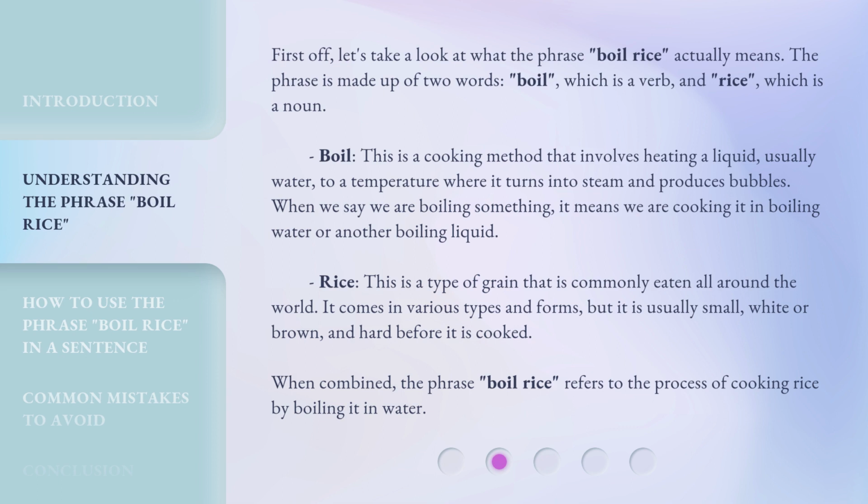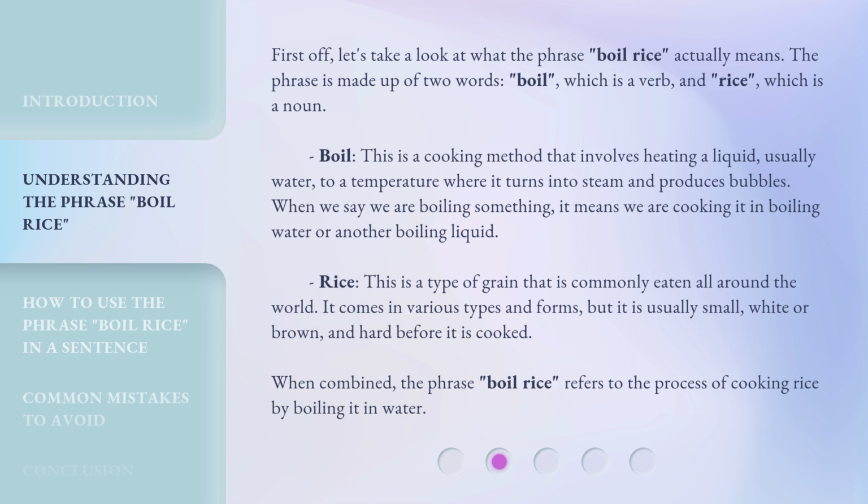First off, let's take a look at what the phrase, boil rice, actually means. The phrase is made up of two words, boil, which is a verb, and rice, which is a noun. Boil. This is a cooking method that involves heating a liquid, usually water, to a temperature where it turns into steam and produces bubbles. When we say we are boiling something, it means we are cooking it in boiling water or another boiling liquid.